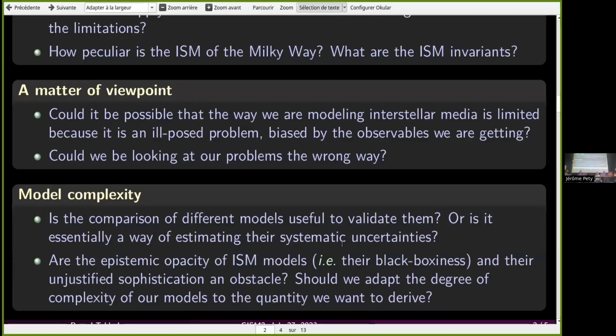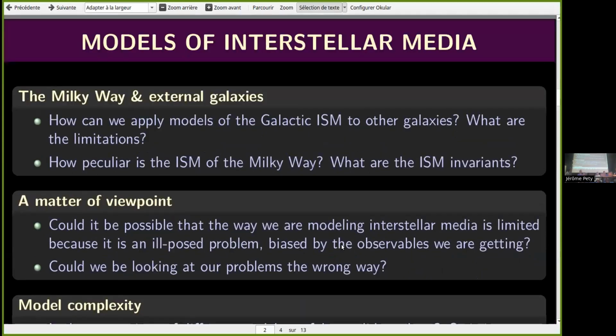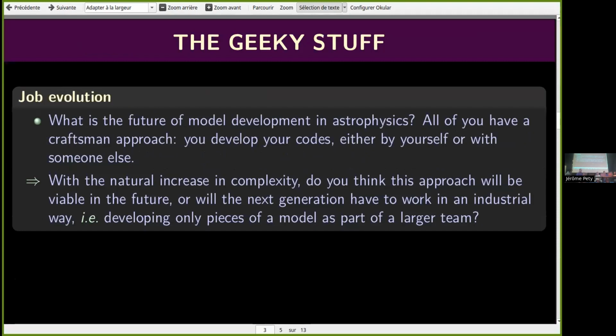So now we are going to talk a bit more about the way people work. The geeky stuff, about the way we work and the way we are going to work in the future. I think all of you develop your own codes by yourself or in a small group, and in a sense you have a hand on all the aspects of your code. With the increase in complexity, do you think this will be the way in the future, or that at some point we are going to have to work on a piece of a code, and how will the next generation have to work?